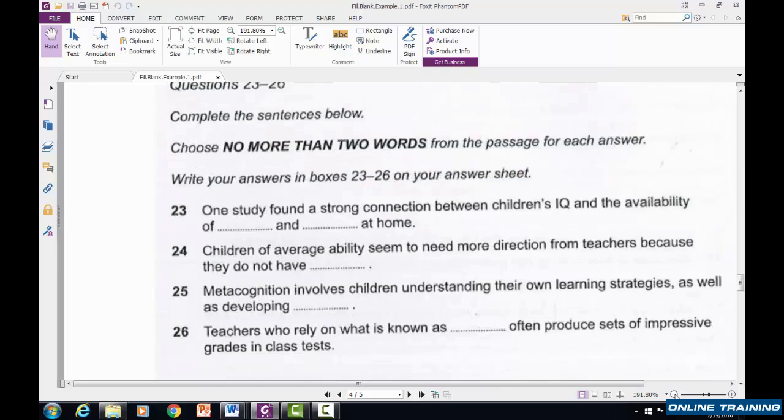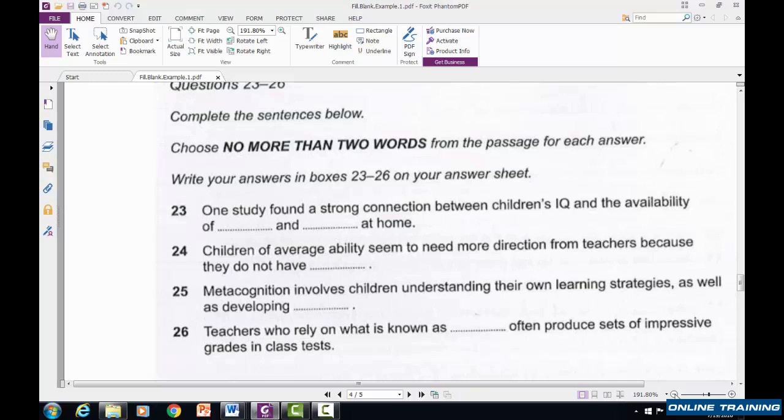We have question 23, 24, 25, and 26. So when we look at these questions, let's look at which ones are going to be the easiest to do first. All right, so I would definitely say that number 23 says, what one study found a strong connection between children's IQ and the availability of blank and blank at home. The keywords in number 23 that are going to help us a lot are children's IQ and also study, and also the word home. Those are our keywords from the question.